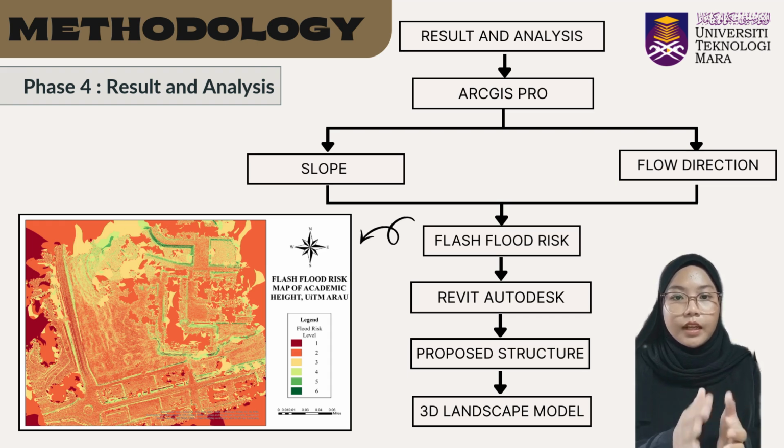efficient runoff movement. The academic height has predominantly low to moderate flood risk, but targeted mitigation is required in identified high-risk areas to support sustainable landscape planning and effective stormwater management.